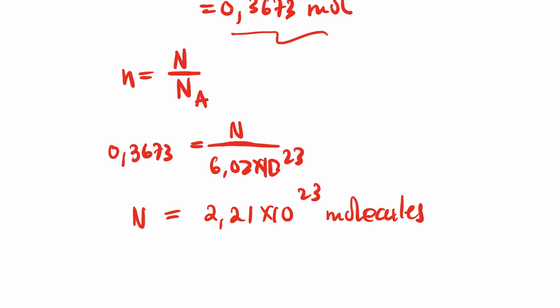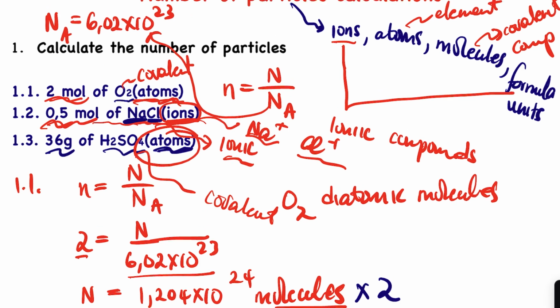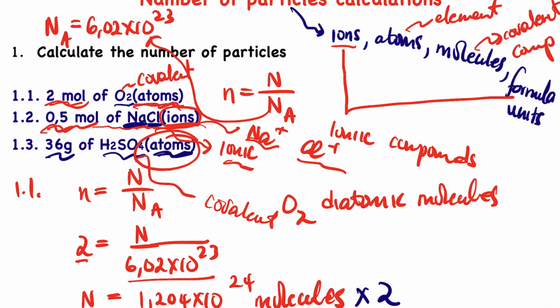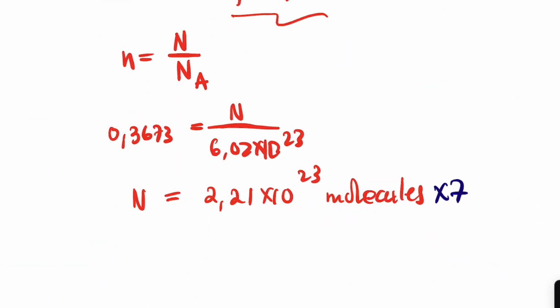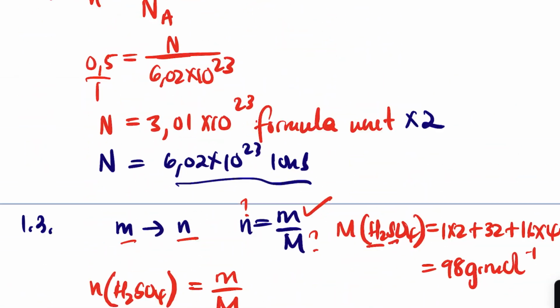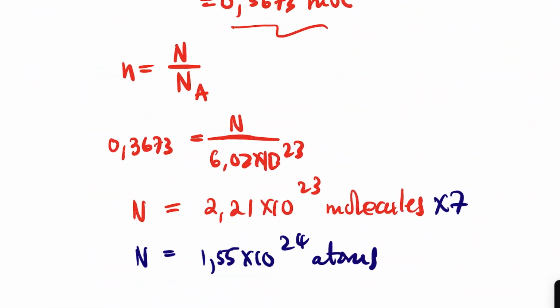Now, in order to get the atoms, you need to times by the number of elements. How many atoms are there in sulfuric acid? It's 2, 3 plus 4, it's 7. I'm going to times by 7 here. So when I times by 7, the number of atoms is 1.55 times 10 to the power 24 atoms. Guys, that's the end of this lesson about the number of particles, and I hope it makes sense.